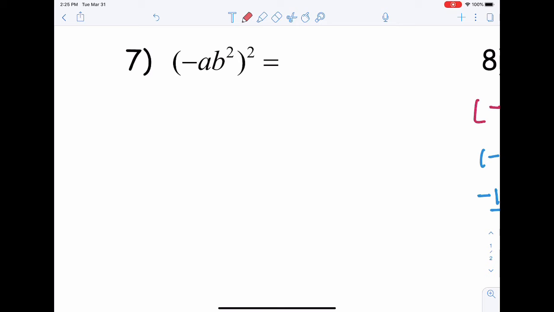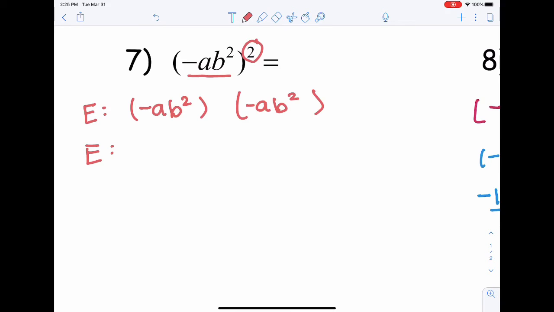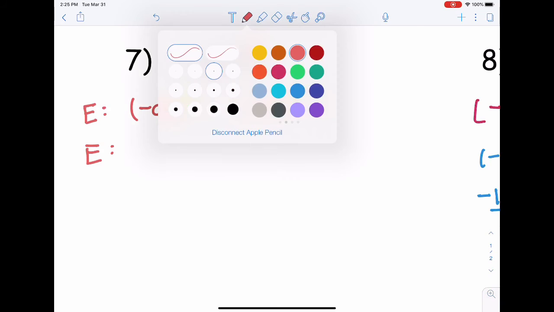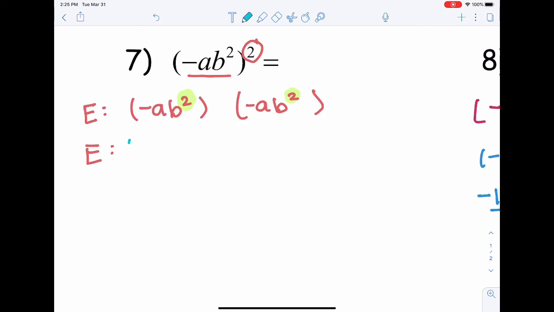So for this problem, let's look at this 2 right here. It's attached to the parentheses, which means I'm going to have 2 parentheses. And inside, I'm going to have negative ab to the power of 2. So here I expanded my first time, and now I'm going to expand a second time because I noticed that there is another exponent, this 2 right here. So that 2, what is it only attached to? Go ahead and ask yourselves, what is that only attached to? How do you think it's going to look? Go ahead and pause and see if you can do it on your own.